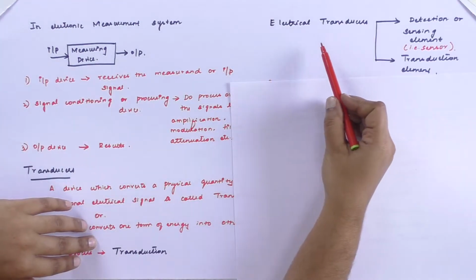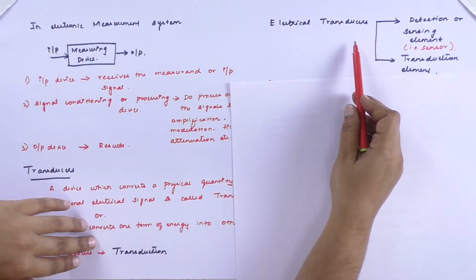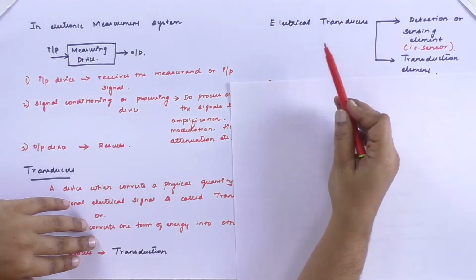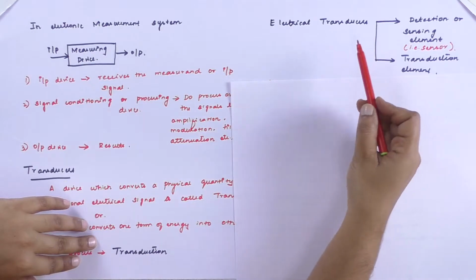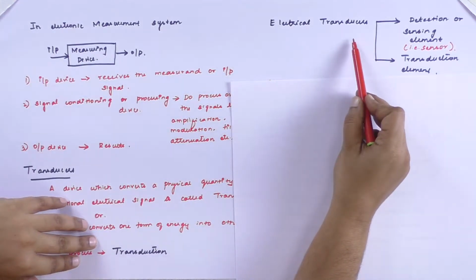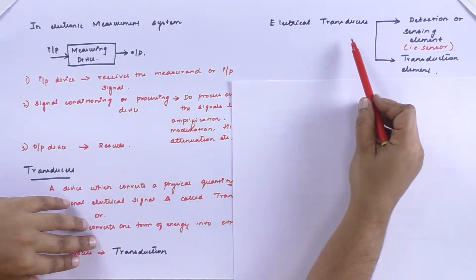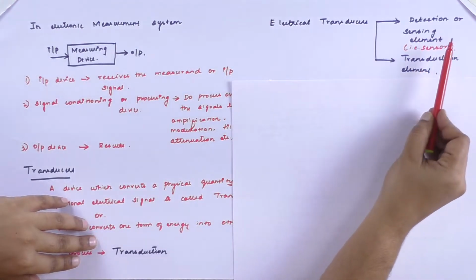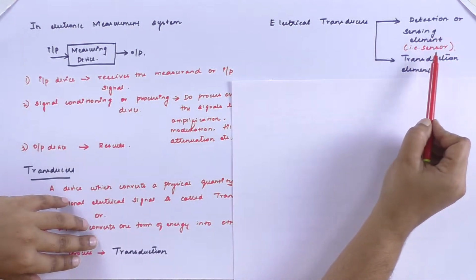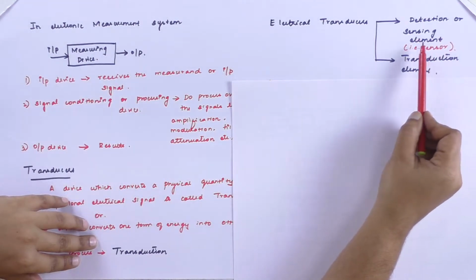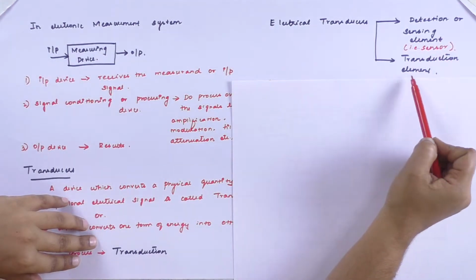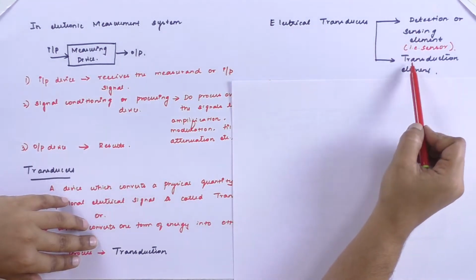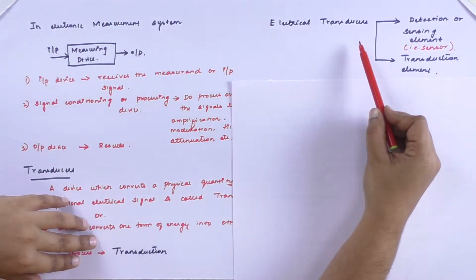Now, let us see what are the electrical transducers. In general, transducers are classified into electrical transducers and mechanical transducers. Now, let us see what is an electrical transducer. An electrical transducer has two components. One is the detection or the sensing element. Generally, sensors will be used for detecting or sensing, and the second component is the transduction element.